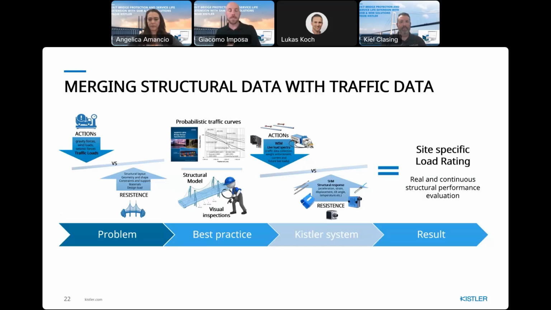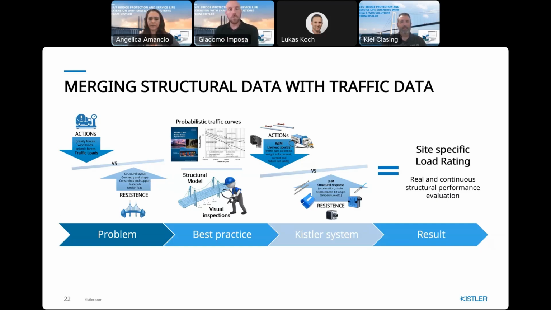On the other end, to define the resistance, until now there are visual inspections and also the structural model, but unfortunately they are missing a lot of information. So with our system, we are able to measure both parameters because the actions, as I told you, are recorded by the WIM with a live load spectra, and the resistance is outlined by the sensors located on the bridge. The final output is a comparison between the actions and the resistance that is named load rating. But to do this load rating, we are not taking into account assumptions or hypotheses, but real measurements, real data related with the real specification of the site, in a real and continuous way.